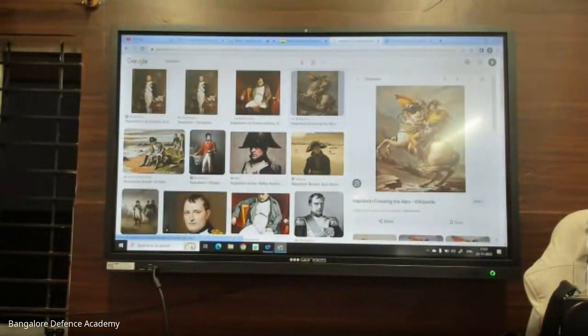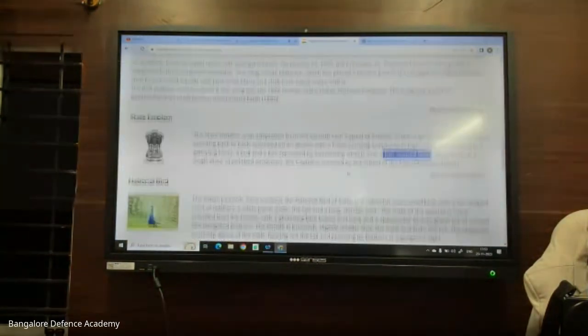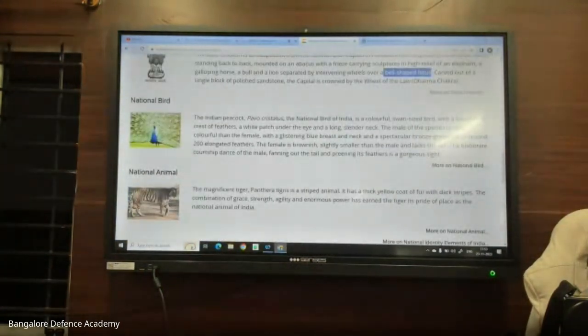You understand? Okay. Fine. Next, national bird. What is India's national bird? No, write down this word from today: Pavo cristatus. From today, you'll not say peacock. Write down: Pavo cristatus.